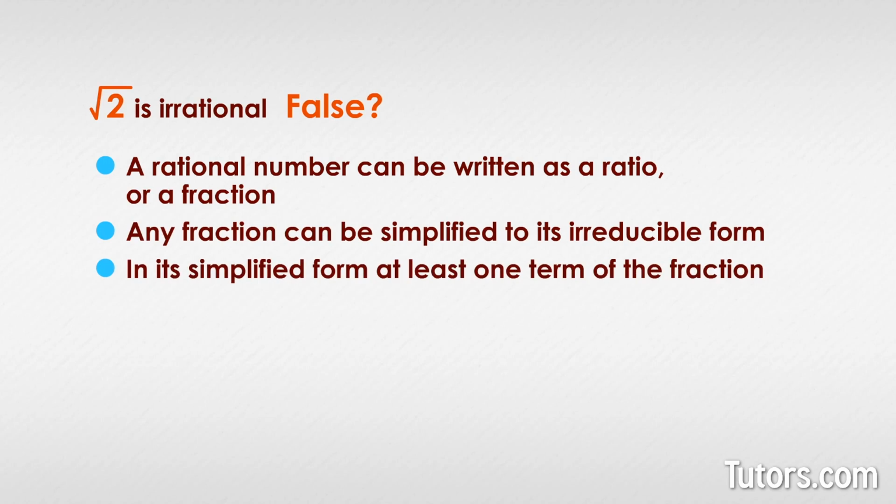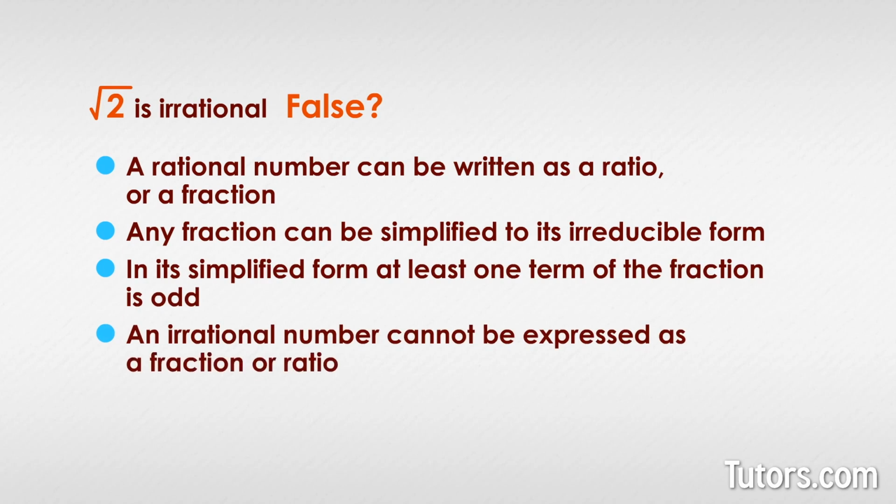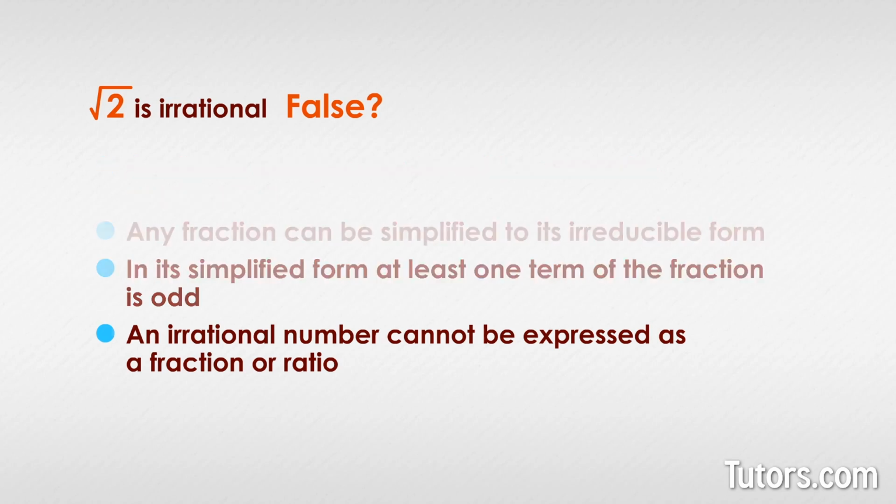Notice in its simplified form at least one term of the fraction is odd. An irrational number cannot be expressed as a fraction or a ratio. Numbers like pi and Euler's number are irrational, having no fractional equivalent. So we are saying that the square root of 2 is some irreducible fraction a over b, such that a or b is odd, or both a and b are odd.